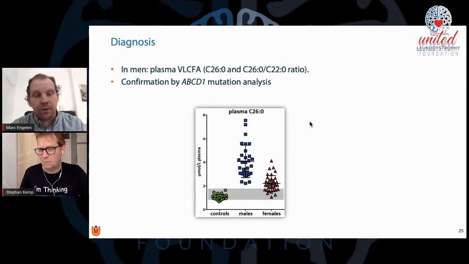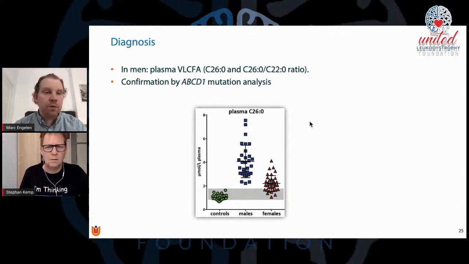And also, we repeat it every time: if you simply do the C26 test, you can miss the diagnosis in a woman, because about 10–15% of women have normal C26 levels. But of course, you can always confirm it with the ABCD1 mutation analysis.